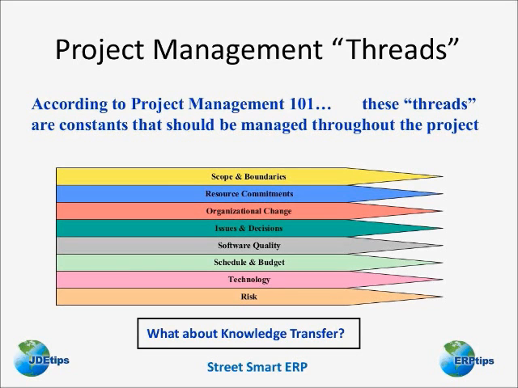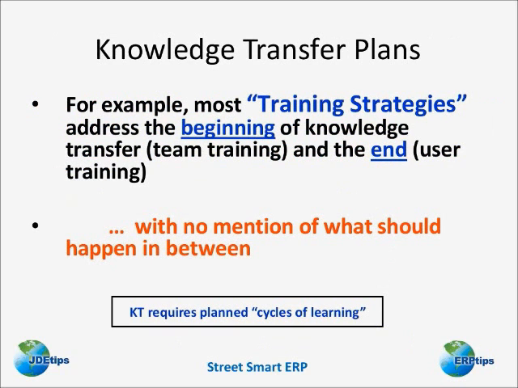The next slide, basically, when I was in consulting, I worked for a big five firm for a number of years, and we had what we called project management threads. Project management threads were basically something that a project manager had to pay attention to at every project phase. On every phase, you had to manage scope. You had issues to manage. You had schedules and budgets, and you had risks to manage. But there was very little mention of managing knowledge transfer.